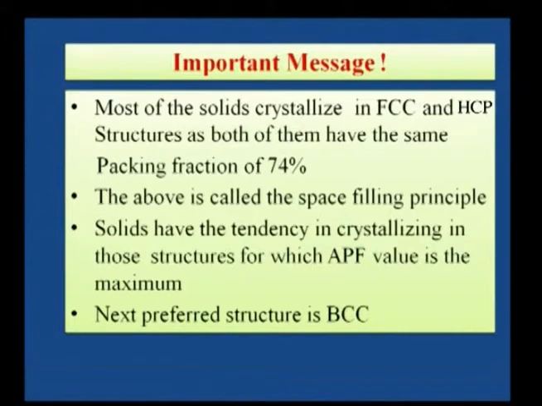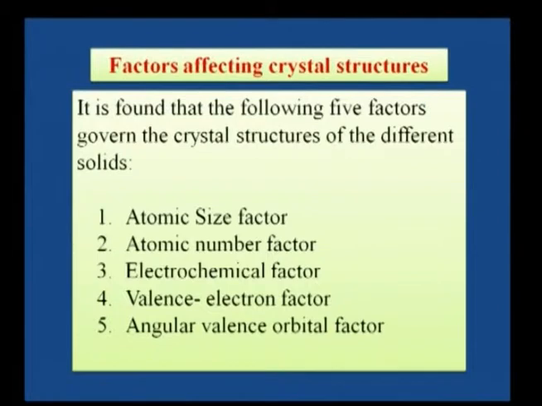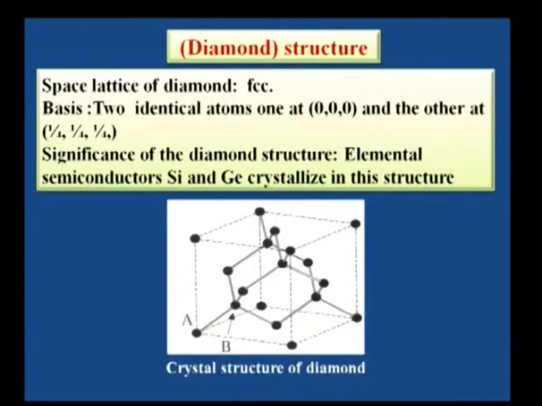Then the factors which govern the crystal structures are the atomic size, atomic number, electrochemical factor, valence electron factor, angular valence orbital factor. That is how the p lobes look at the d electron or s electron and so on. So, these are some of the factors which govern the crystal structures. Then we will pass on to the diamond structure.